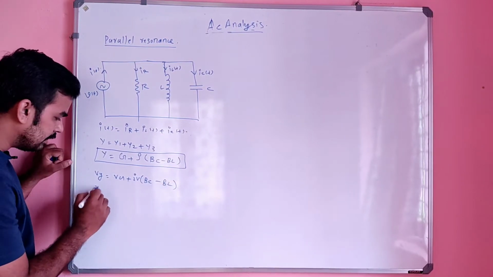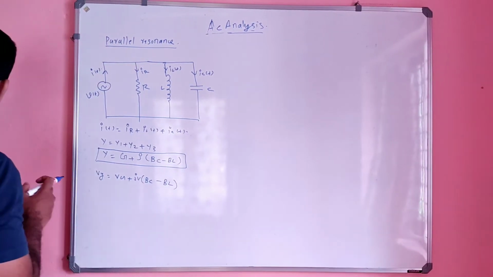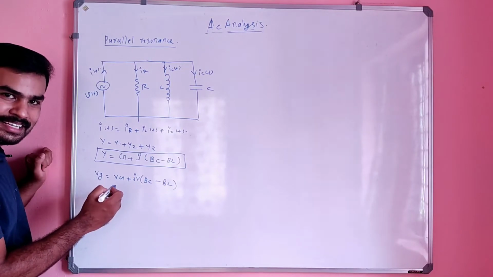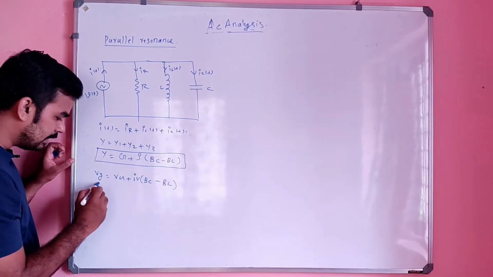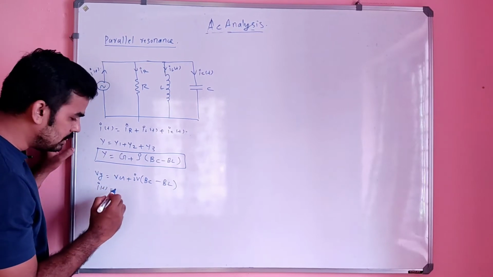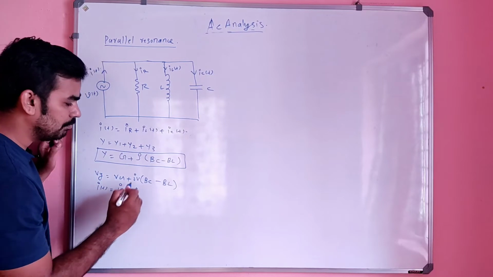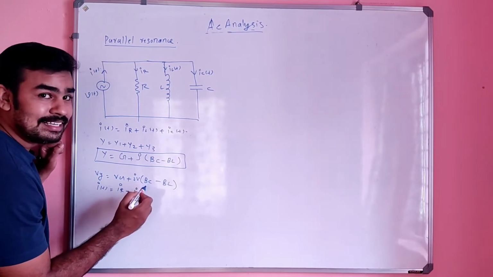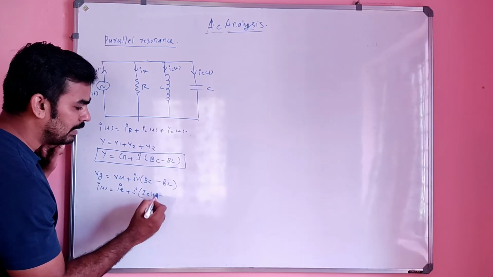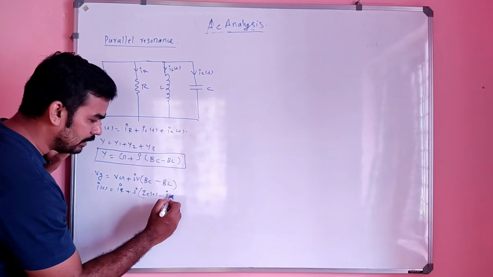That will give nothing but Vy, which is voltage into admittance. What is voltage into admittance? Voltage into admittance means voltage by impedance, right? Voltage by impedance is nothing but current I of t. So I of t will be equal to, what is V into G? It is nothing but IR plus j into V into BC. V into BC is nothing but IC, minus j into V into BL, which is nothing but IL of t.